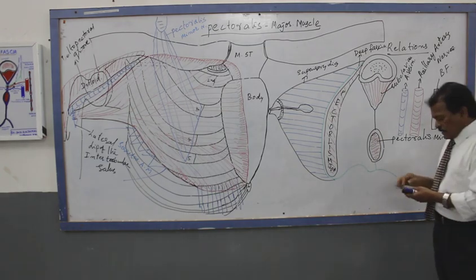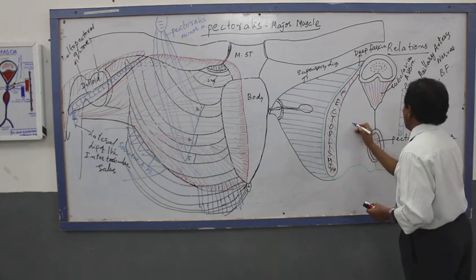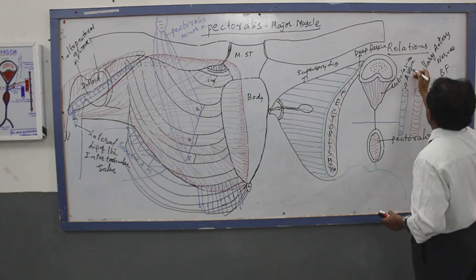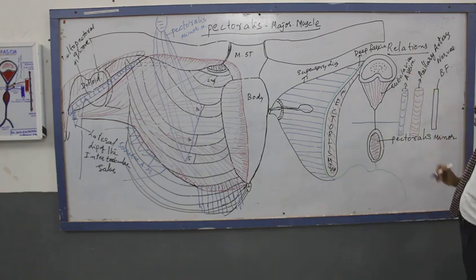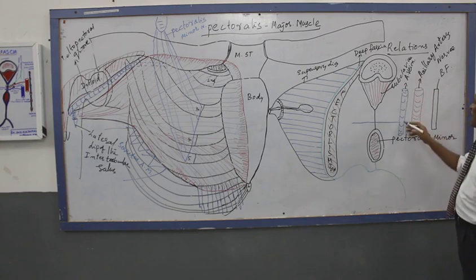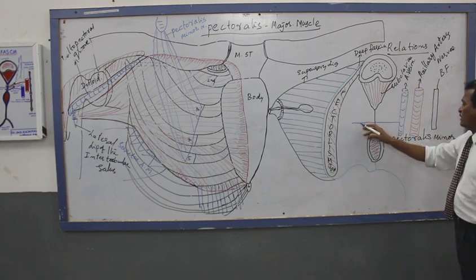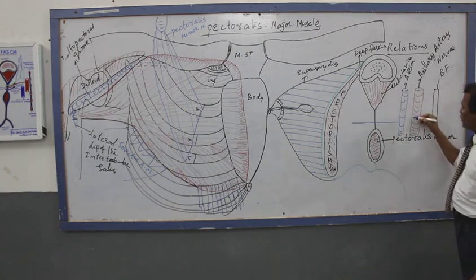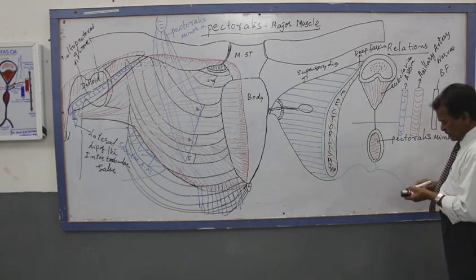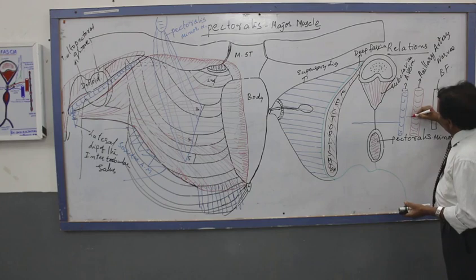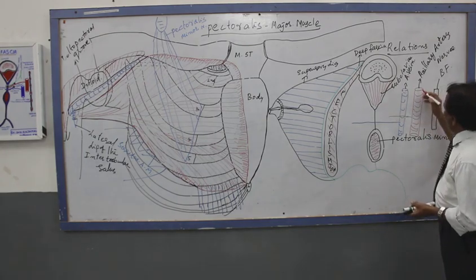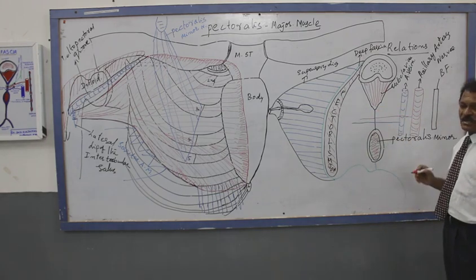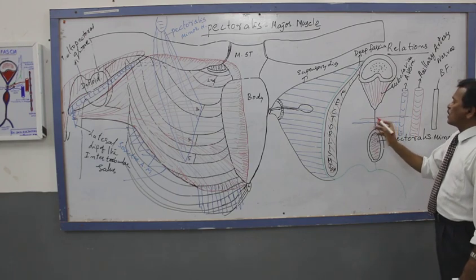And here this vein ends into the cephalic vein, which ends into the axillary vein. So this one is the axillary vein. The cephalic vein pierces the clavipectoral fascia and enters the axillary vein. And it gives the thoracoacromial artery. This thoracoacromial artery is a branch of the axillary artery, and it pierces the clavipectoral fascia and comes out like this.